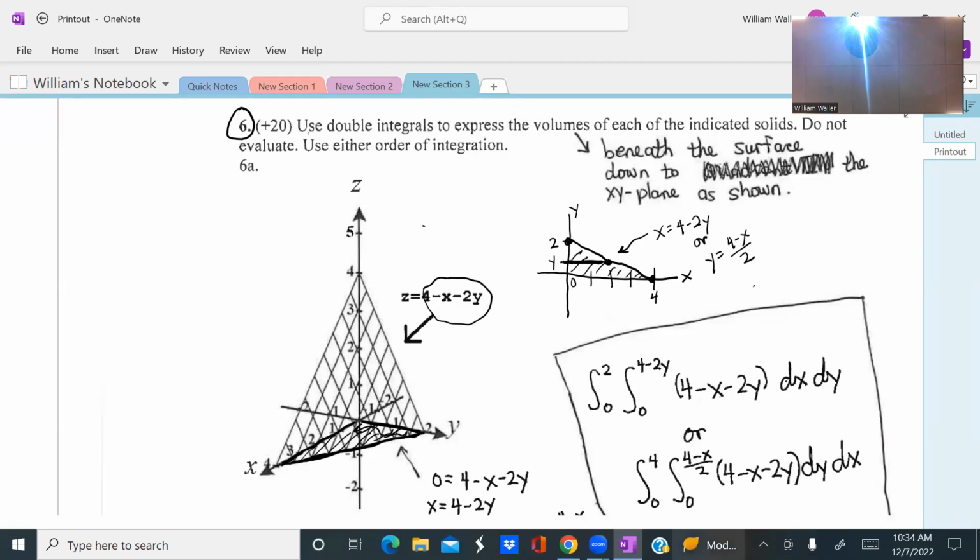Now, how does y vary? Well, you can see it here, correct? Where does y start at? 0, right? And it goes up to 2. That's why we have 0 to 2 here.